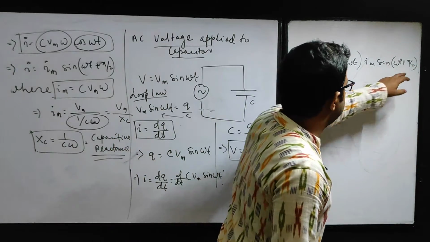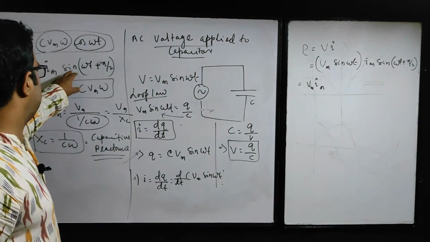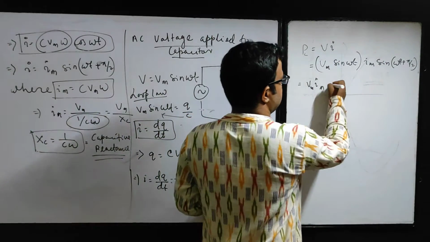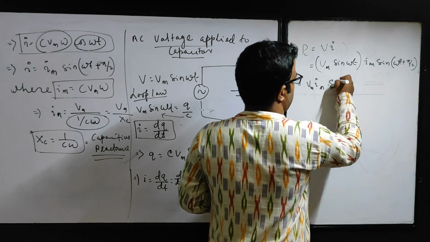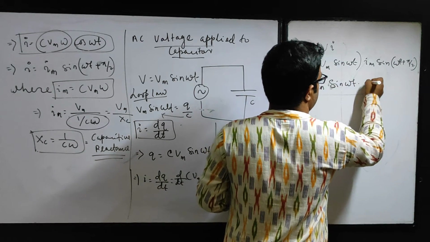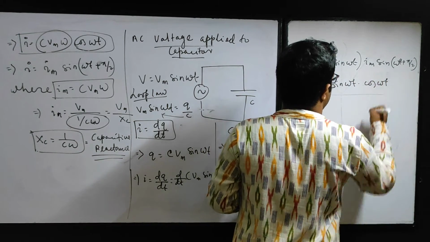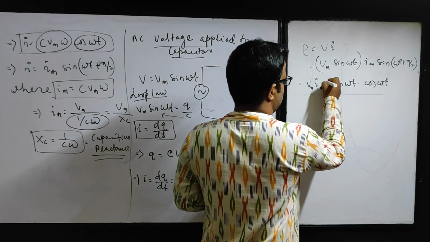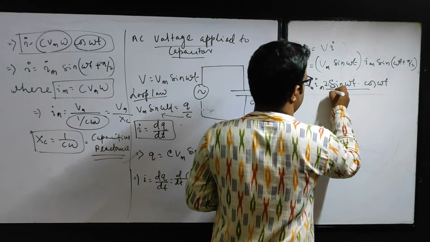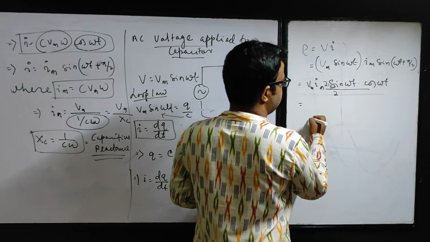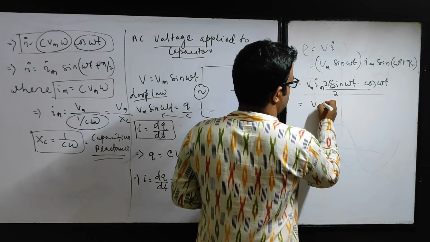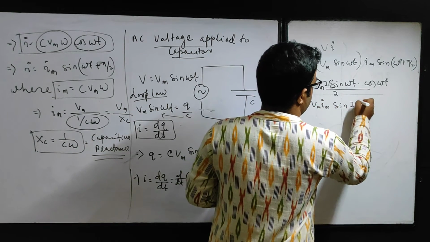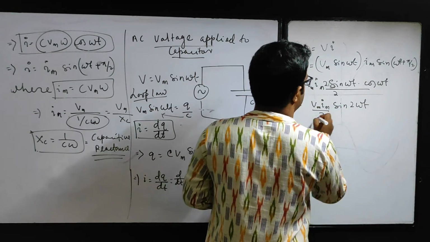Sin of omega t plus pi by 2 is cos omega t. So we get sin omega t into cos omega t. For sin theta into cos theta, I can multiply a 2 in the numerator and 2 in the denominator. So this will become Vm Im sin 2 omega t by 2.